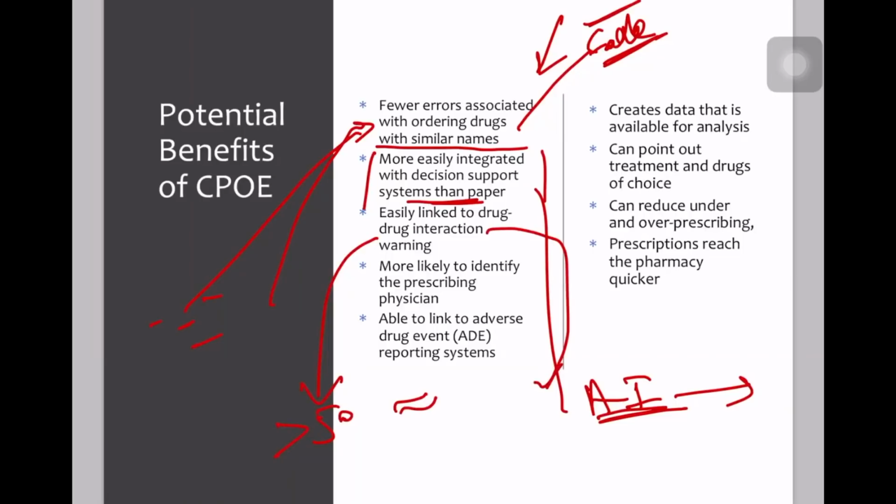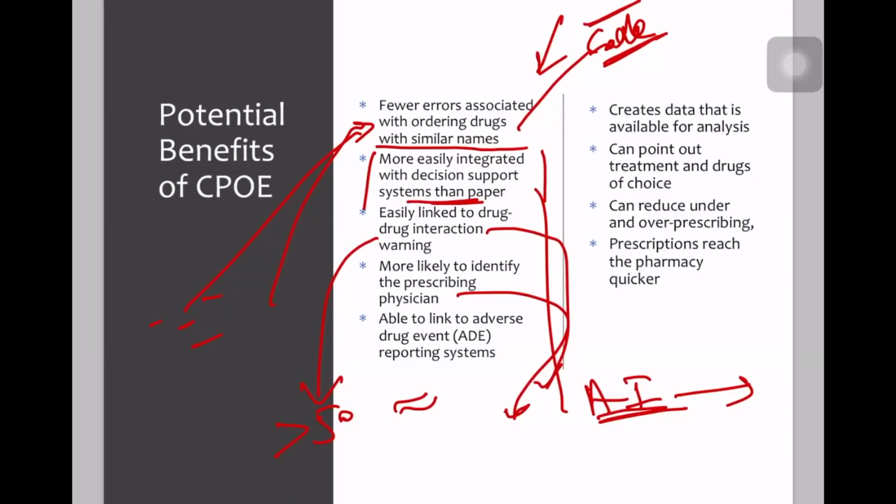Then it is more likely to identify the prescribing physician, and with that everything is kept on record. So even if the patient, especially an old patient, somehow forgets who prescribed this medicine, from their track record, from whatever is saved in the EHR, you can easily get that information.